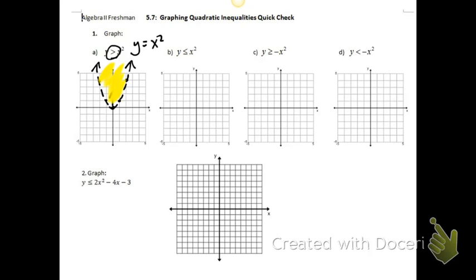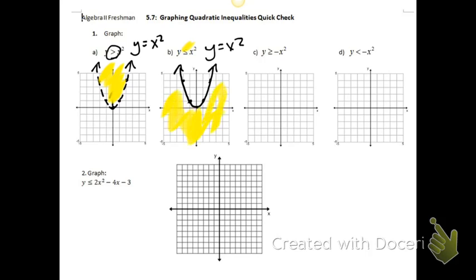For part B, notice you have the same equation, y equals x squared, so we really should plot the same graph, only this time it should be a solid parabola because it says it could be equal to x squared. Now, because it's a less than inequality in this instance, you have to shade under the vertex. So you should have shaded everything under there.